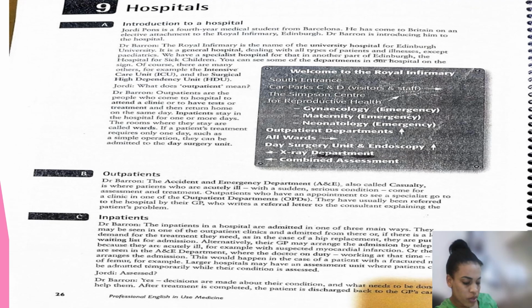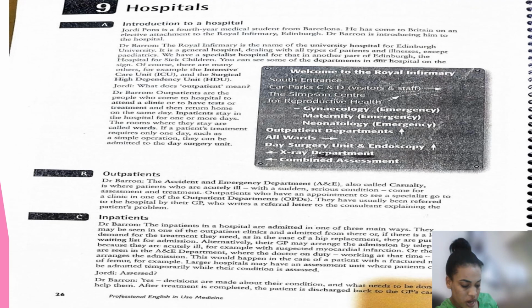Outpatient, Dr. Barron: The Accident and Emergency Department, A&E, also called casualty, is where patients who are acutely ill with a sudden serious condition come for assessment and treatment. Patients who have an appointment to see a specialist go to a clinic in one of the outpatient departments. They have usually been referred to the hospital by the GP, who writes a referral letter to the consultant explaining the patient's problem.